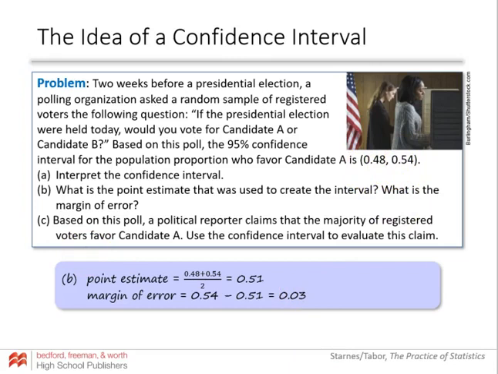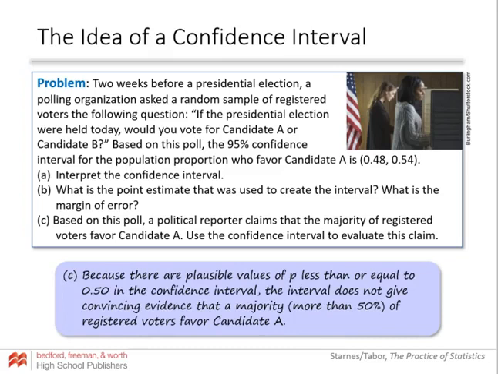The last question is, based on this poll, we're going to claim that the majority of registered voters favor candidate A because we got 51% as our sample proportion. Use the confidence interval to evaluate this claim. Because our confidence interval includes numbers that are lower than 0.5, it could be anything from 0.48 and above, we do not have convincing evidence that more than 50% of registered voters favor candidate A. There are numbers that are less than 50% in our interval, which means those numbers are plausible.